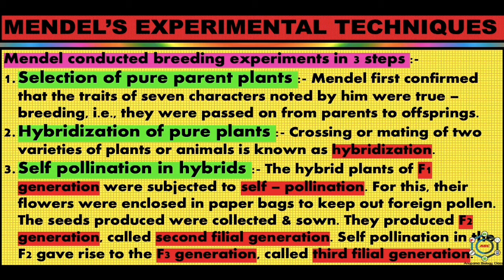And the third step is self-pollination in hybrids. The hybrid plants of the F1 generation were subjected to self-pollination. For this, their flowers were enclosed in paper bags to keep out foreign pollen, and the seeds produced were collected and sown. They produced the F2 generation called the second filial generation. Self-pollination in the F2 gave rise to the F3 generation called the third filial generation.